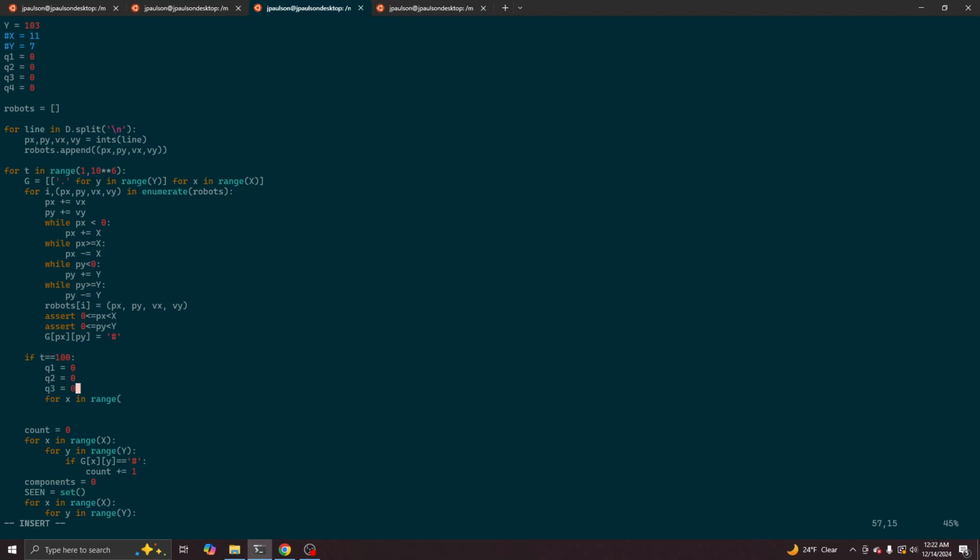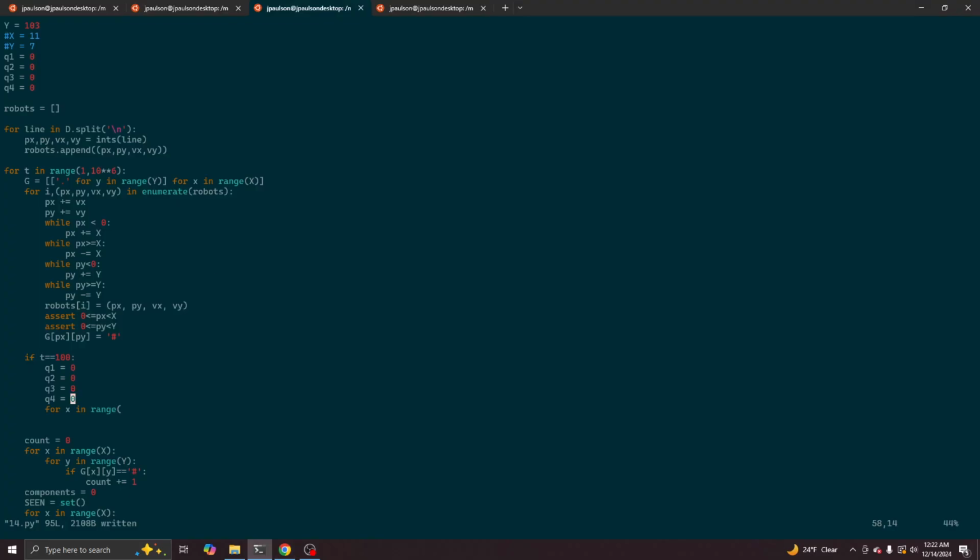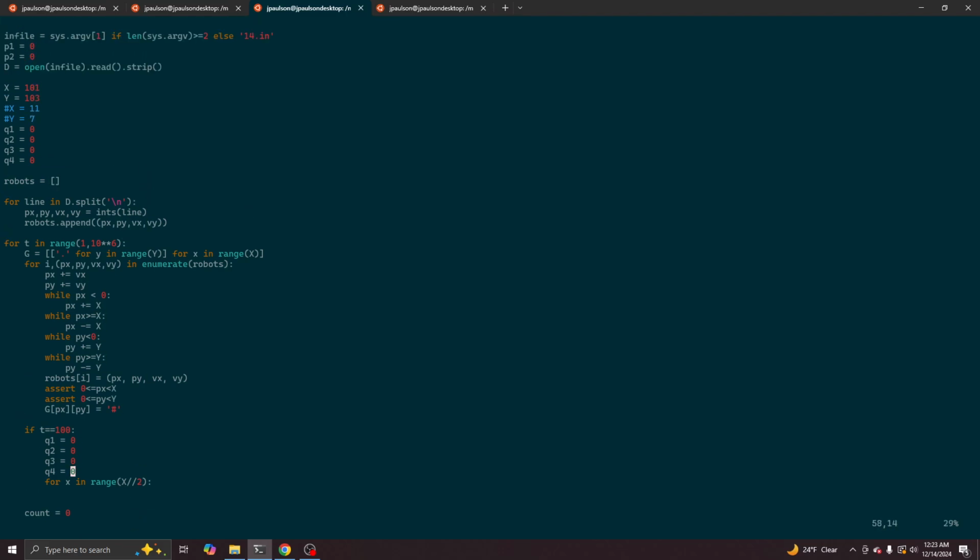Maybe we'll do faster this time. Okay, and they say we don't count the middle lines. And because the dimensions are odd, there should not be a problem with that, except, okay, so the middle is that, right?